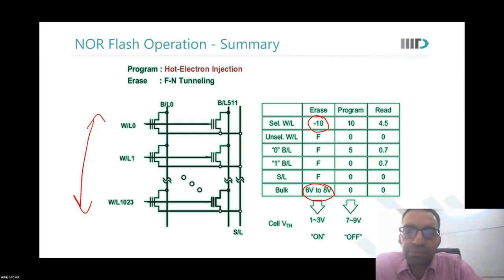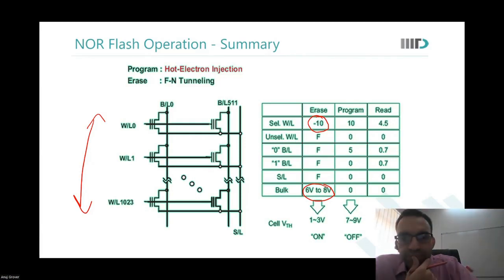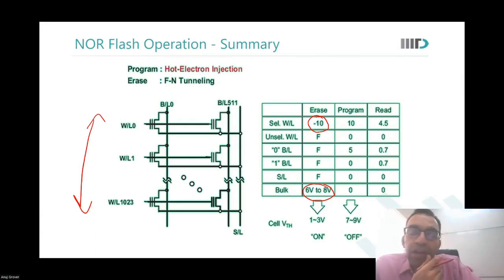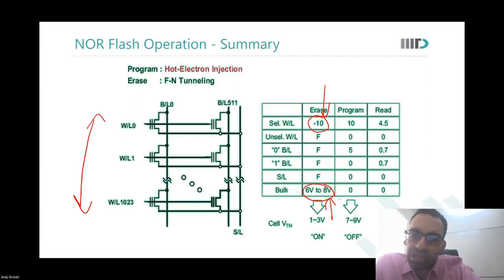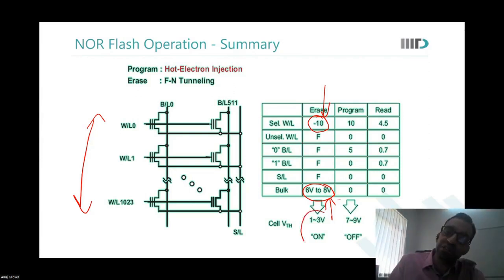What will happen? FN tunneling will happen, and all the electrons that were there in the floating gate will be repelled into the bulk region. Bulk has a high positive voltage. Control gate has a very high negative voltage. So all the electrons in the floating gate will get repelled, and you will have the cell VT again in this range.